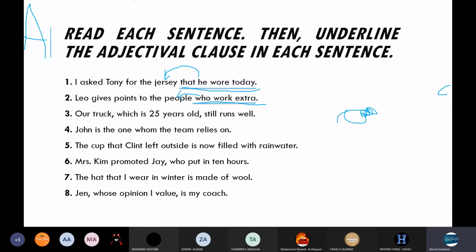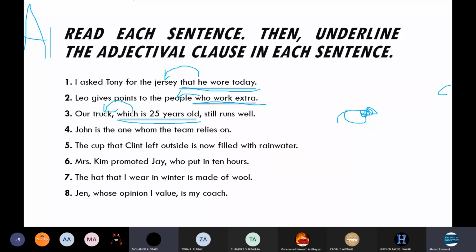So number 3, can you answer it? Our truck, which is 25 years old, still runs well. Which truck are you speaking about? I think it is "which is 25 years old." So the one that is 25 years old describes and modifies the truck. That's the adjectival clause.